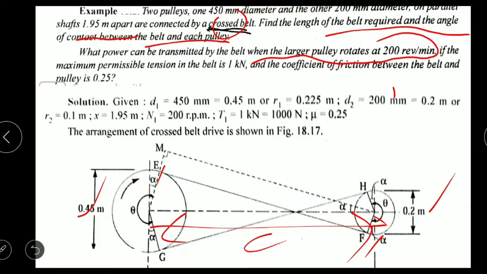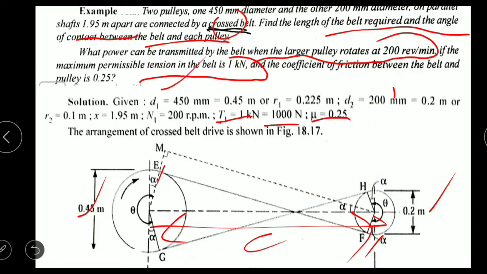What power can be transmitted by the belt when the larger pulley rotates at 200 revolutions per minute, RPM, if the maximum permissible tension in the belt is 1 kilonewton? Maximum permissible tension means tension on the tight side. I can write it as T1, that is 1000 Newton, and the coefficient of friction between belt and pulley is mu 0.25, correct? So I have written here the given data from the statement.